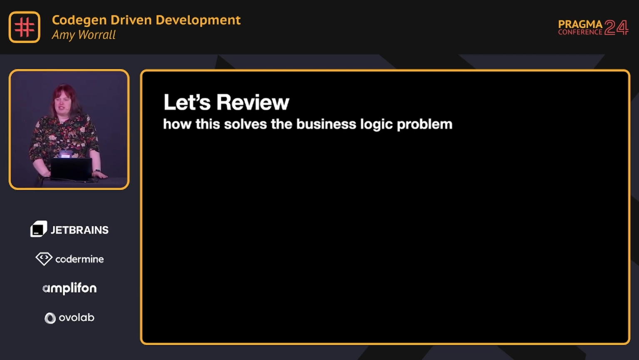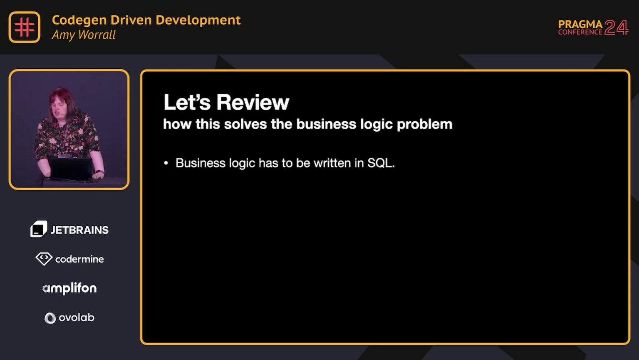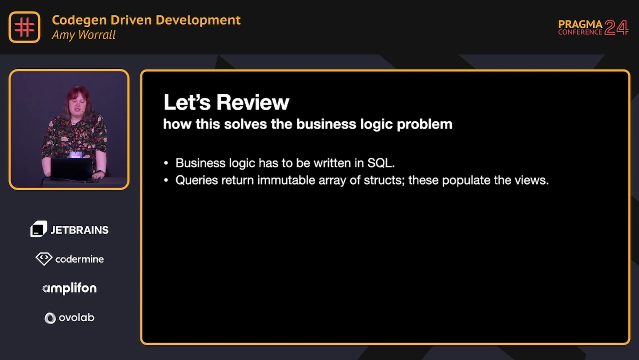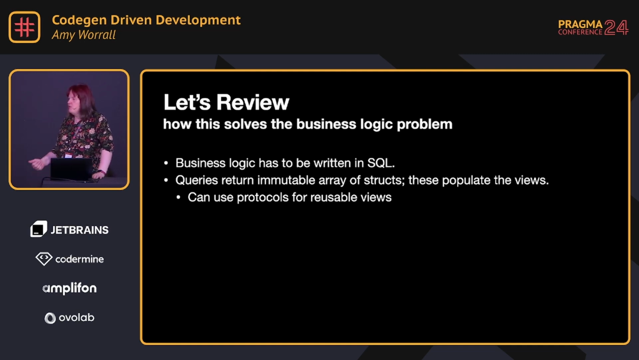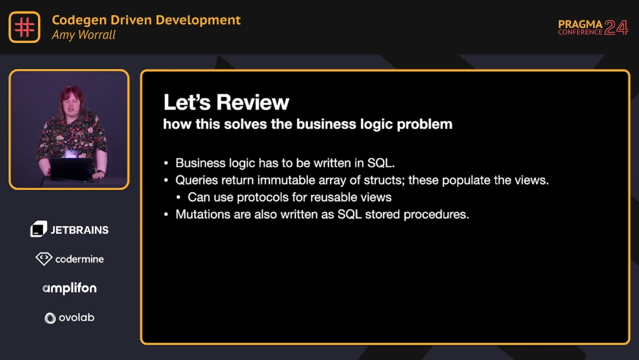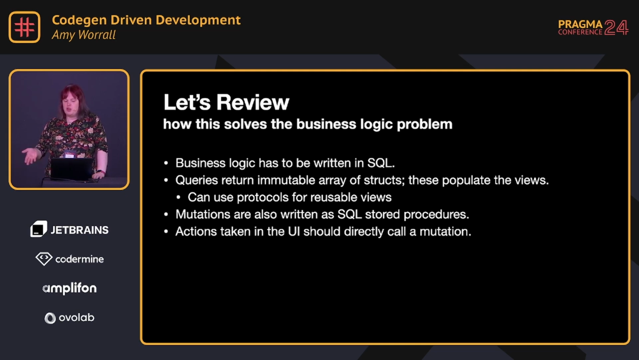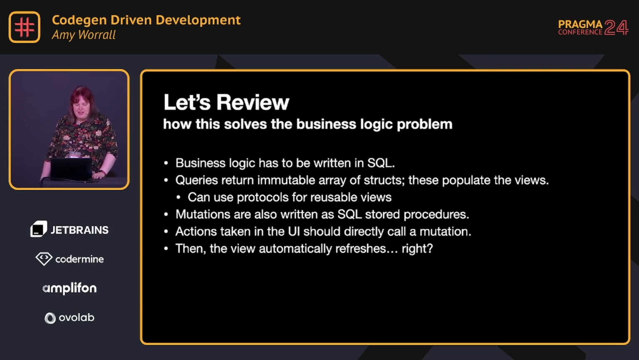So how does this solve the actual problem we're trying to solve of encapsulating your business logic? Because we should probably take a step back. So the business logic is written in SQL, specifically the CQL dialect or variant. And so we've got queries that return this immutable array of structs, and those structs go on to populate your views in Swift. And so we can use these protocols for reusable views, again, just like any sort of data model type stuff. Mutations are also written using SQL stored procedures. And actions taken in the UI should call a mutation. And then the view automatically refreshes.